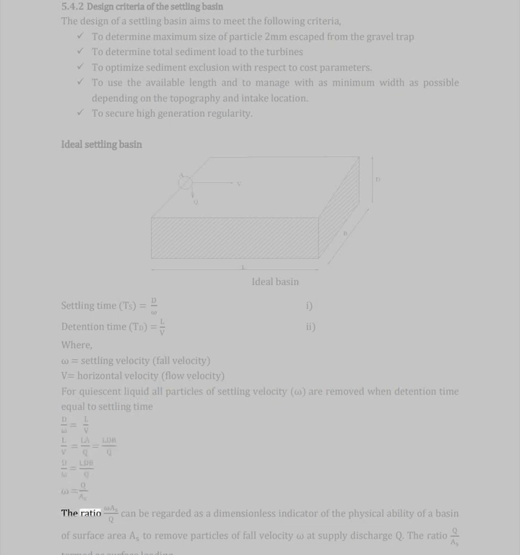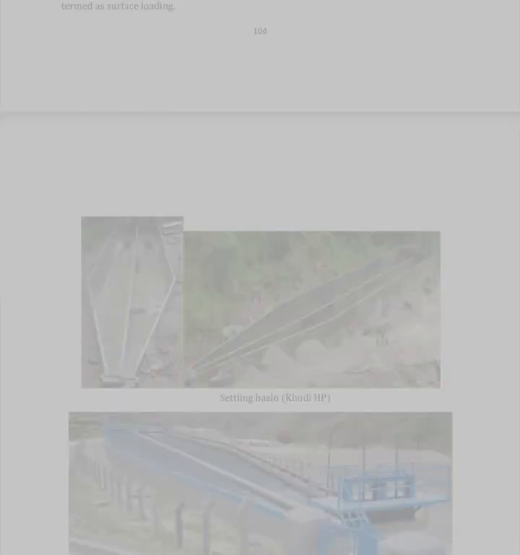Omega equals. The ratio can be regarded as a dimensionless indicator of the physical ability of a basin of surface area A to remove particles of fall velocity omega at supplied discharge Q. The ratio is termed as surface loading.